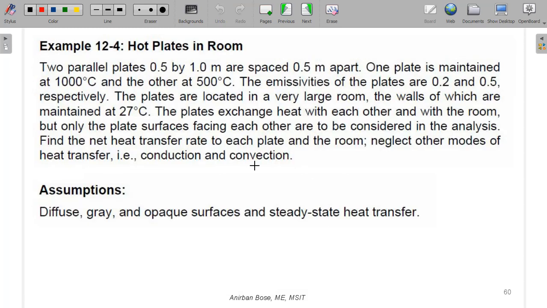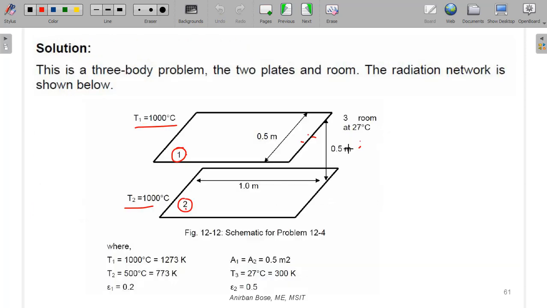So here the question that has been asked is to find the net heat transfer rate to each plate and the room. Okay, so you have to find out net heat transfer rate to each plate and the room, and neglect other modes of heat transfer like convection and conduction. So how to approach this problem? First of all, you have to form a thermal circuit or radiation network.